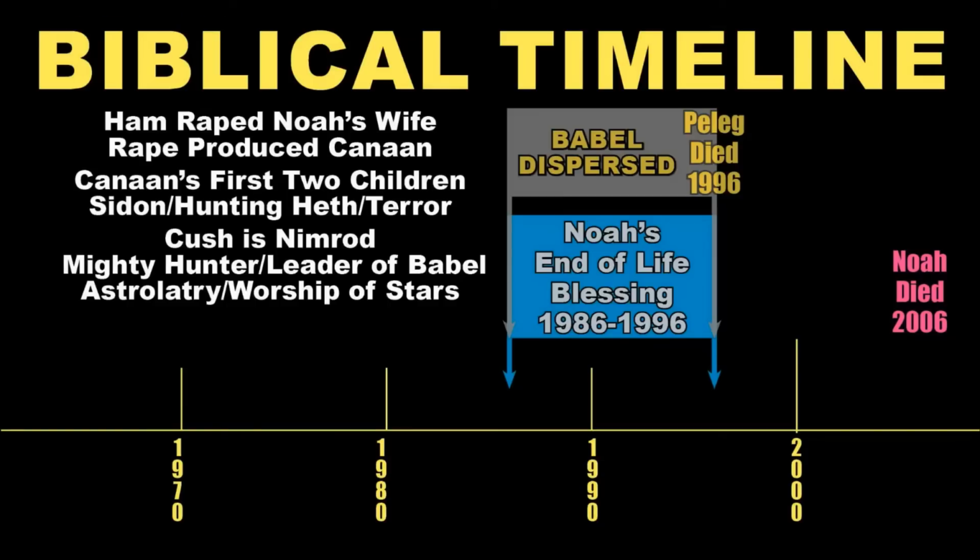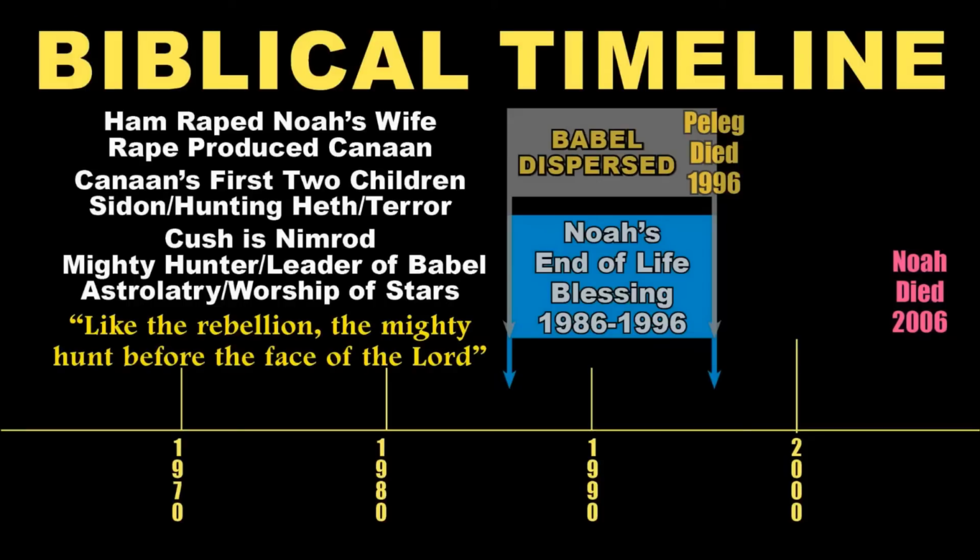Then lastly, in the video about Nimrod, we showed how the translation of Genesis 10:9 had been wrong, and we properly retranslated it to be, like the rebellion, the mighty hunt before the face of the Lord, which sounds a lot more sinister, like people were being rounded up and hunted before God, which connects both the sons of Canaan, whose names mean hunting and terror. And we've shown that these two sons of Canaan were in Babel.